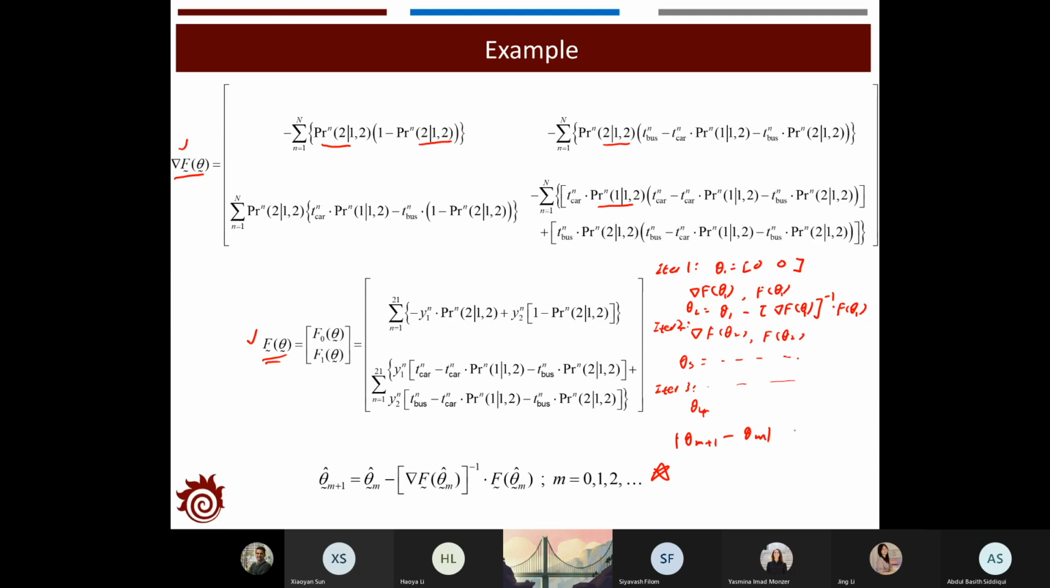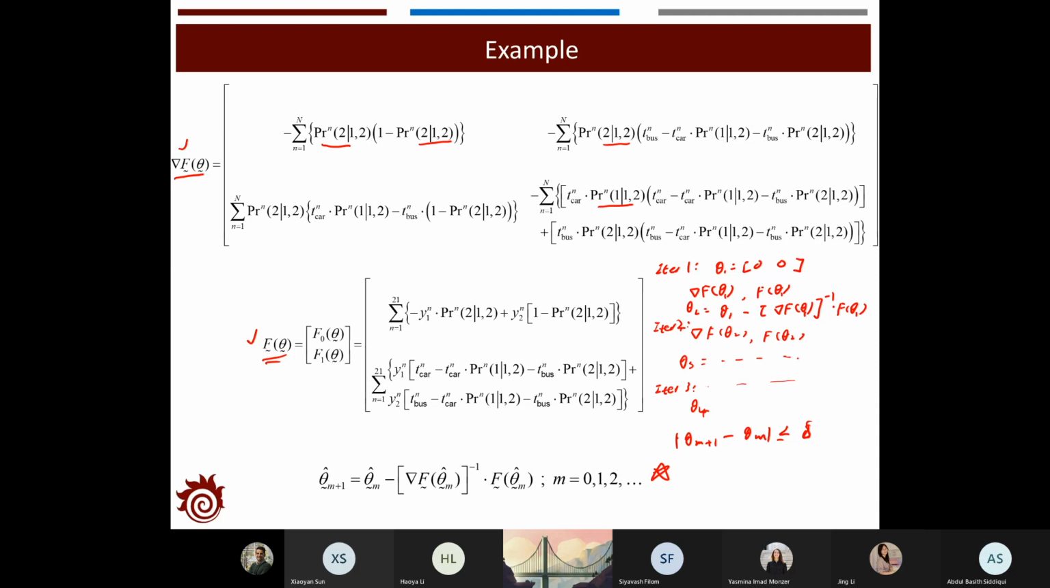Check the difference to see whether it's smaller than a certain value. If it's smaller than a certain value, you stop, and then you can get the calibrated value for theta. So that's the whole process for you to conduct the experiment. I'll just stop it at this step.